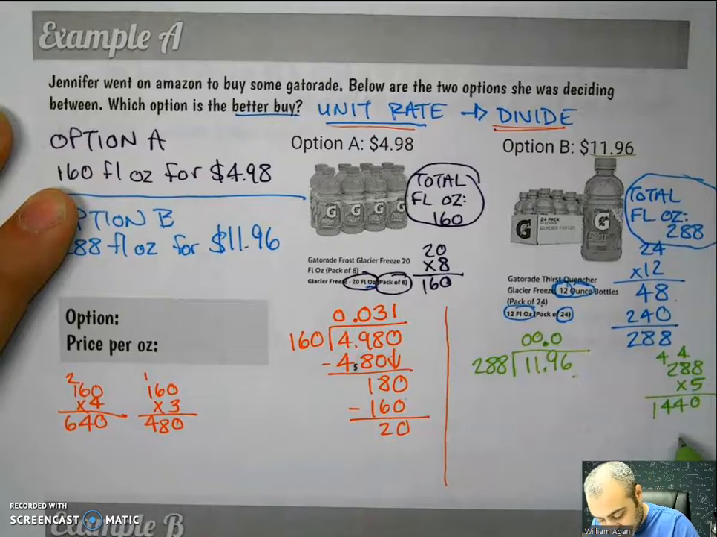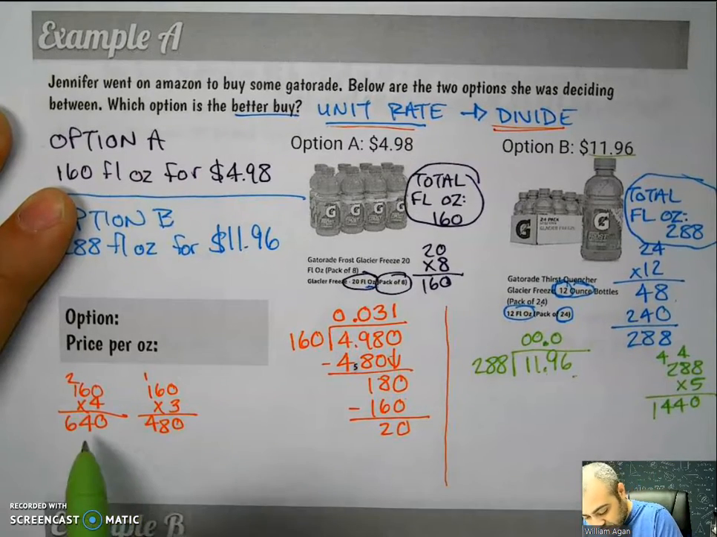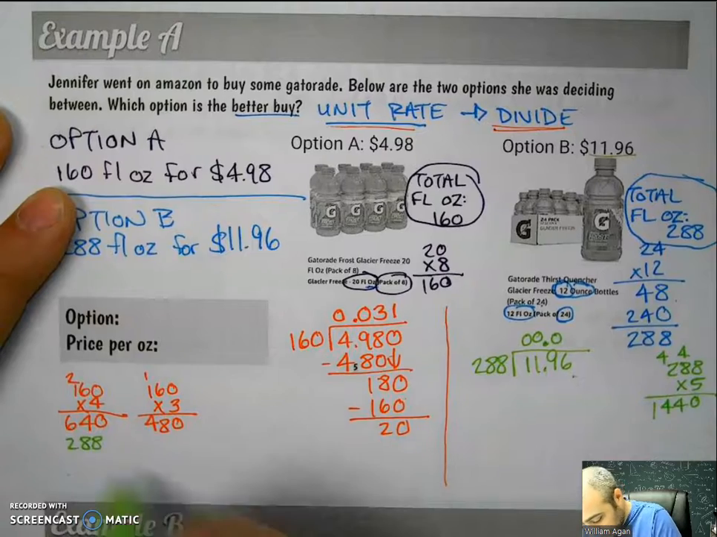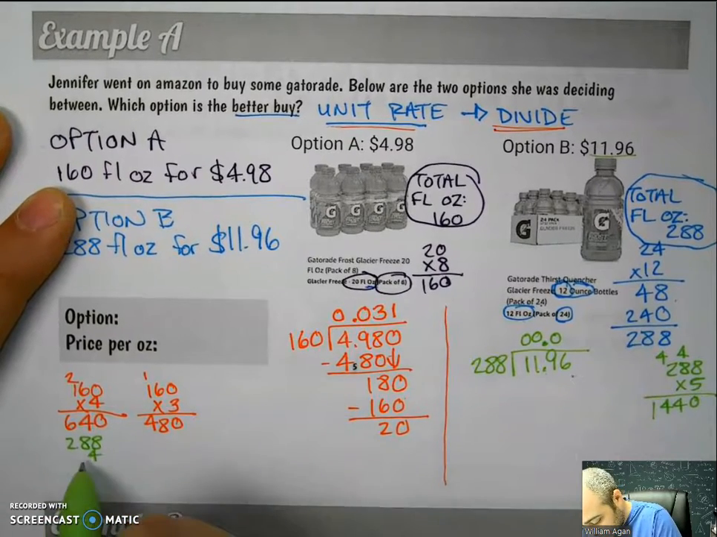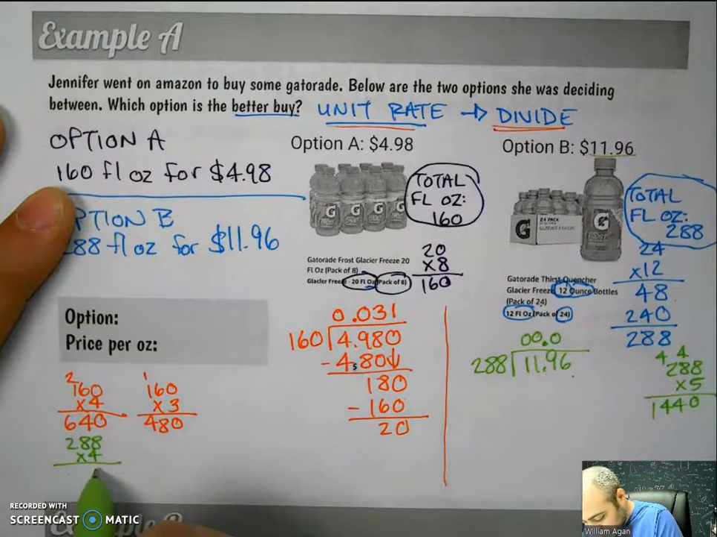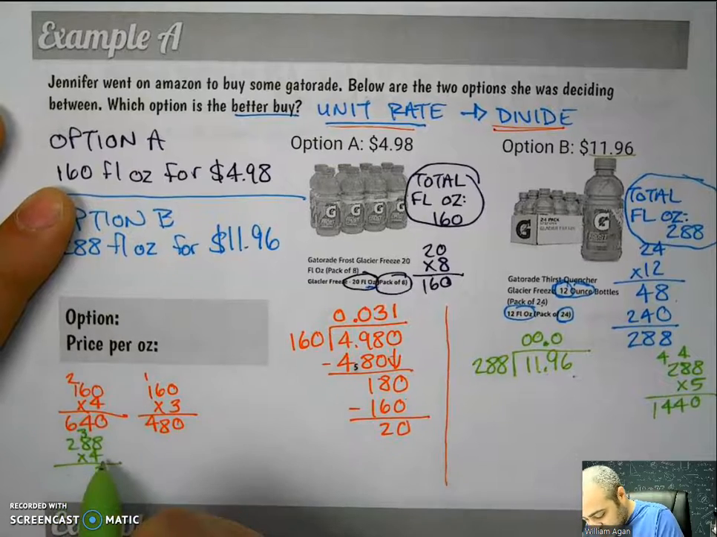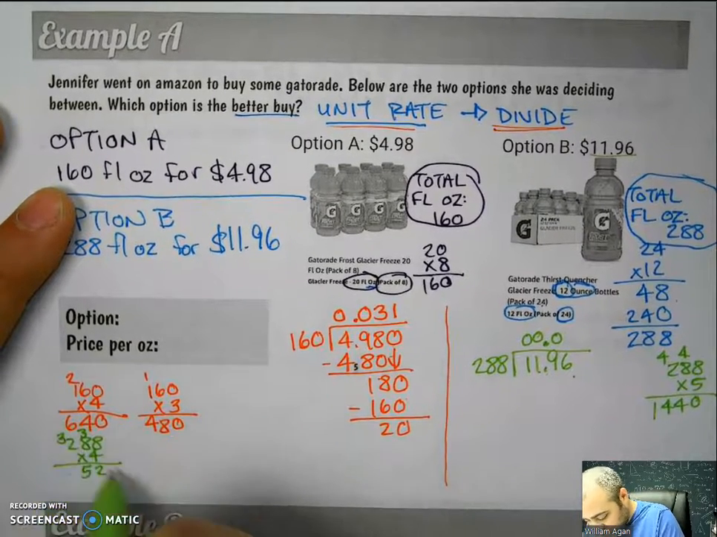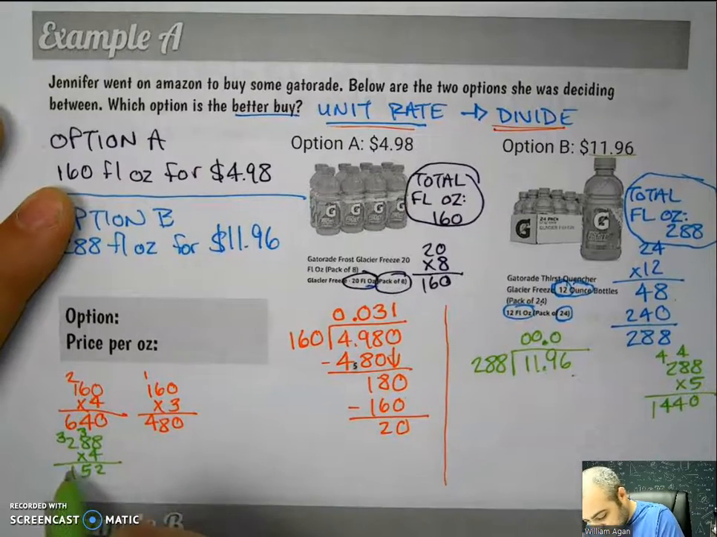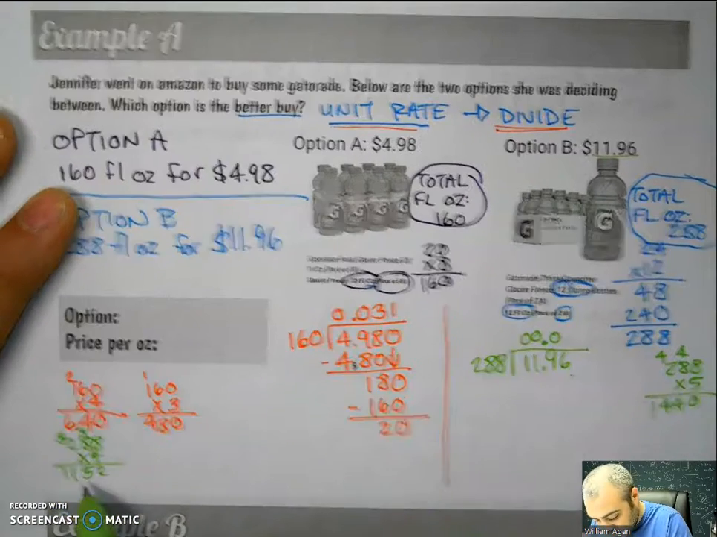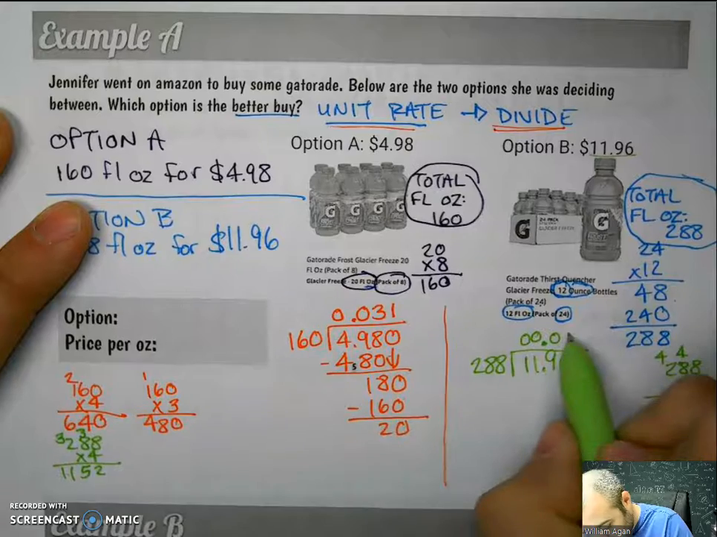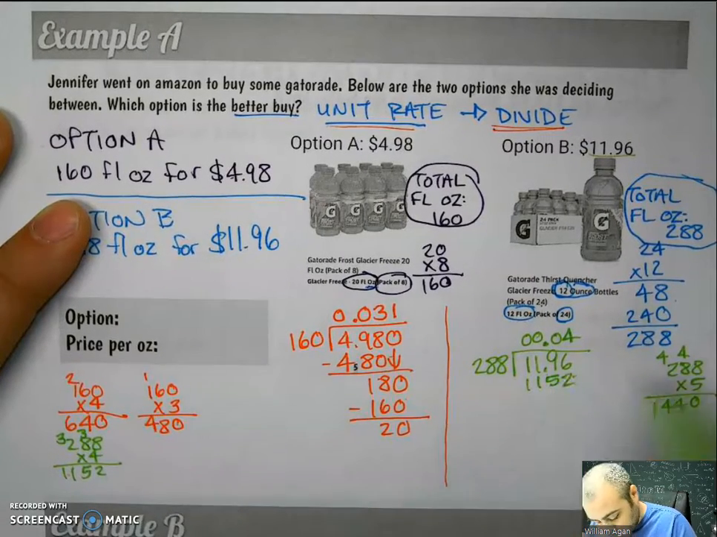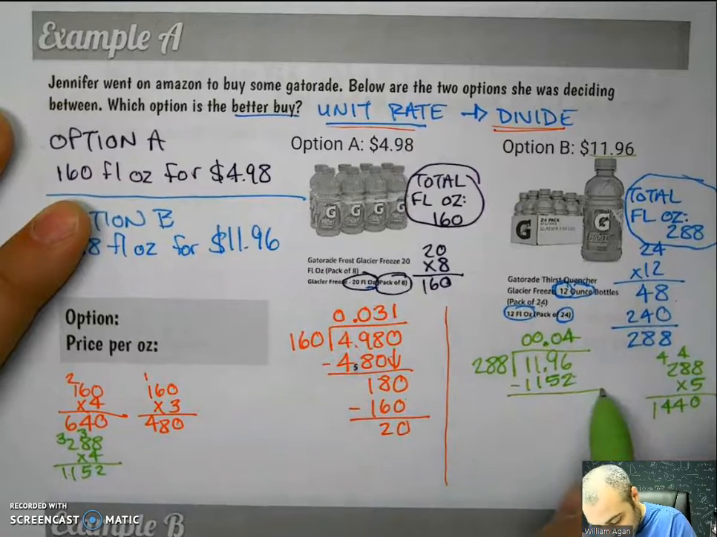So I need to go to the next one. I have more room over here, so I'm going to try this. I have to go down 1, because this one was too much. 8 times 4 is 32. 8 times 4 again is 32, plus 3 is 35. And 4 times 2 is 8, plus 3 is 11. There we go. That's as close as I can get without going over. So that is 1152.